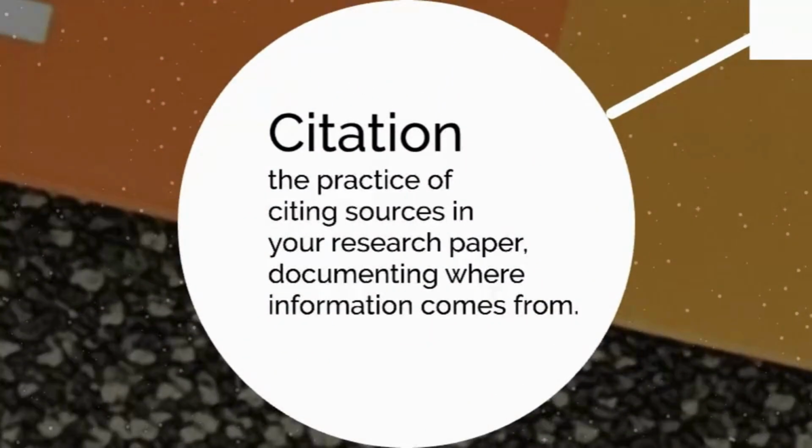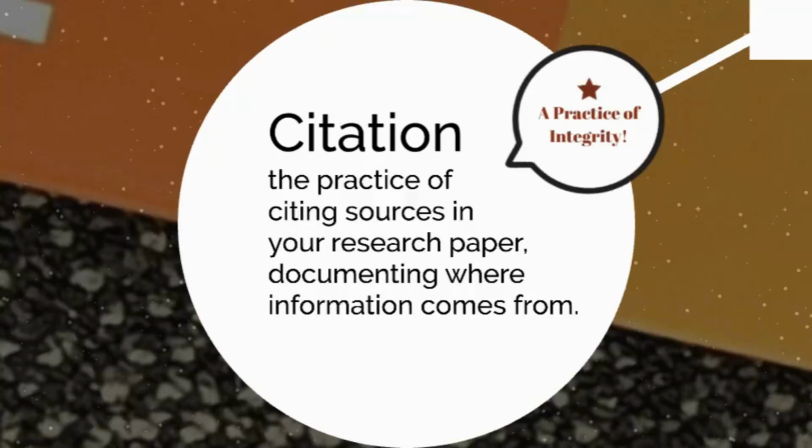Citation is the practice of citing your sources in your research paper, or acknowledging and documenting carefully where the information you're using comes from. When we cite our sources, we let our readers know that we are building off the research and thoughts of others, avoiding taking undue credit for ourselves. So this is also a practice in integrity, as we seek to honestly communicate our learning path.